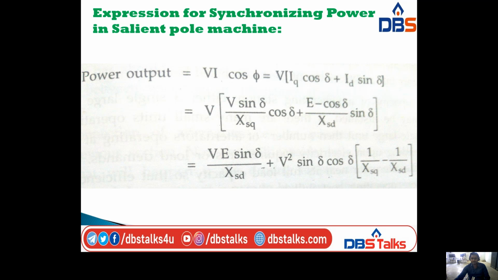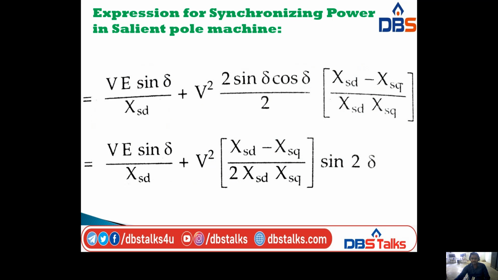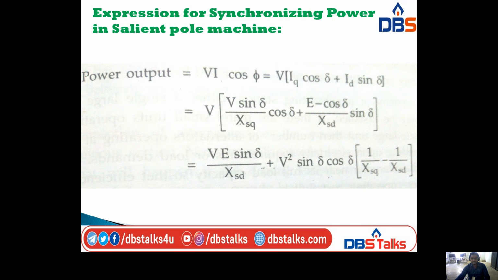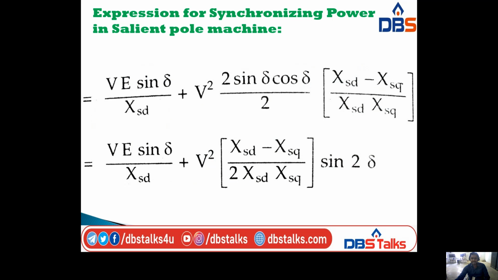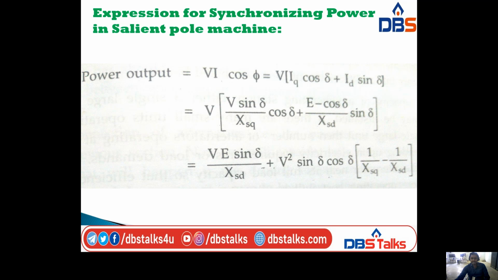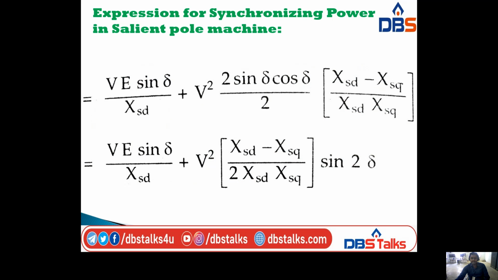And next we have a few more steps. So that is equal to V into E into sin delta by XSD plus V square into sin delta cos delta. So I'm writing this as 2 into sin delta cos delta by 2 into XSD minus XSQ by XSD into XSQ, and we will write this equation as VE sin delta by XSD plus V square into XSD minus XSQ by 2 XSD XSQ into sin 2 delta. Okay, like this we will write.